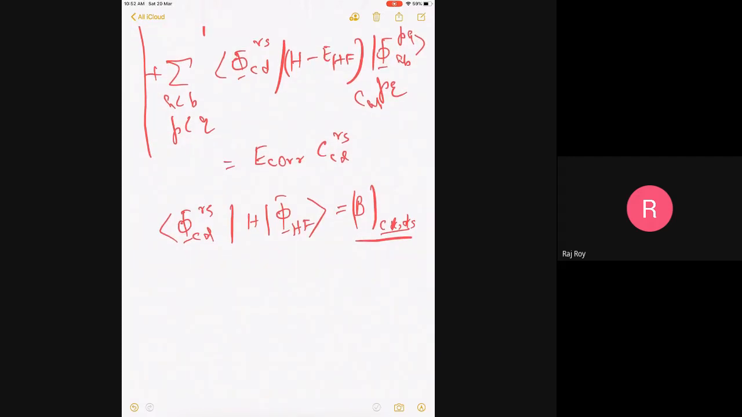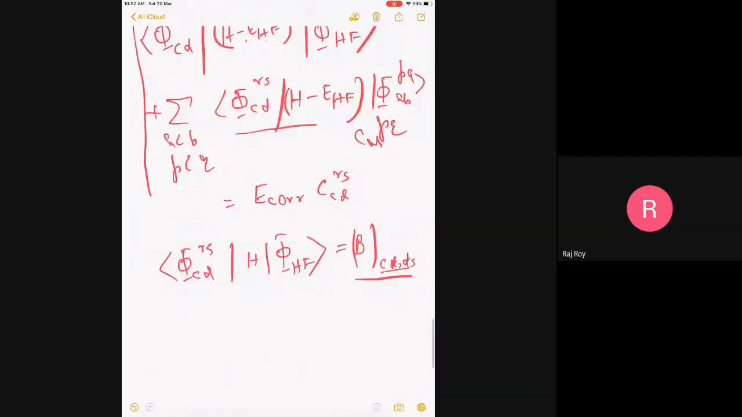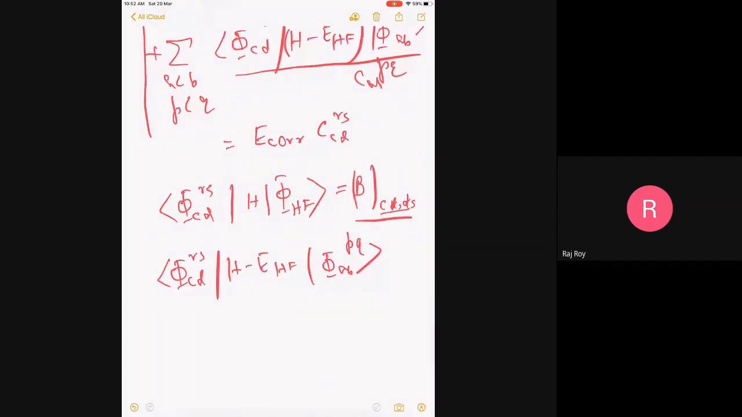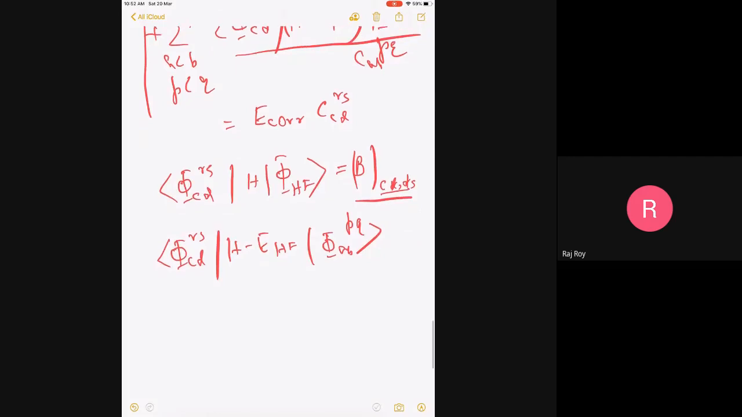Or two numbers at the most for dimer. Then I have this very important diagonal, doubles with doubles. So let me call this phi CDRS, H minus E Hartree-Fock, phi ABPQ. This I am calling the D matrix. Then this was precisely my 2 delta there. 2 delta, 4 delta, whatever.